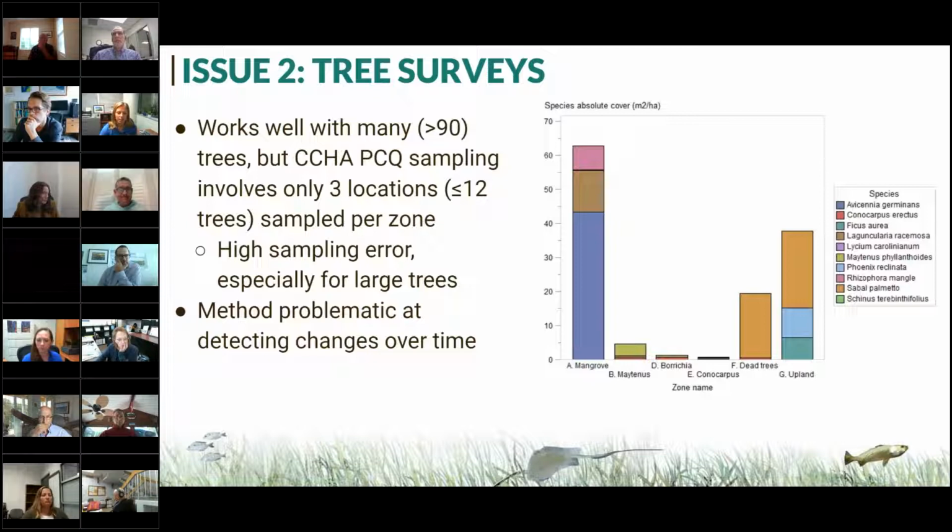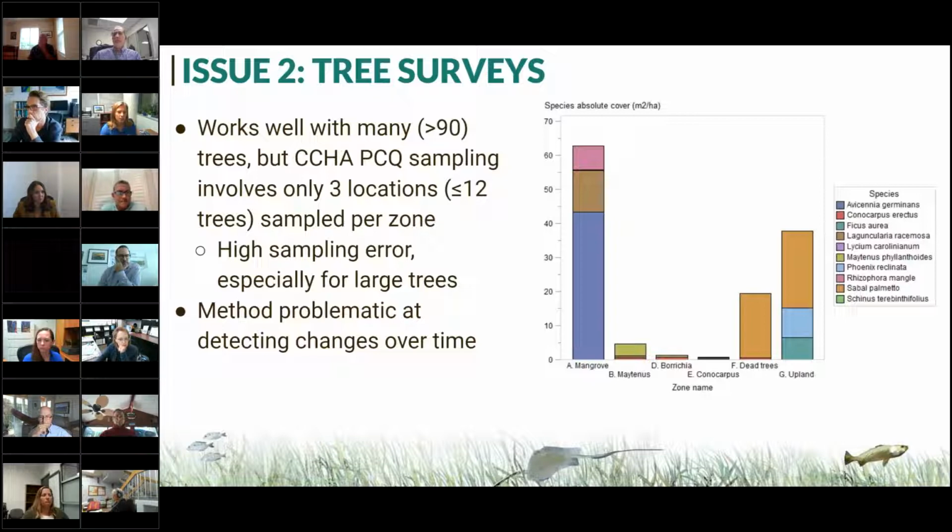And this is just an example from Fort DeSoto from the prior rounds. In the first zone A, that blue is showing cover by black mangrove trees. That was largely driven by one really large black mangrove that just happened to be close to the point. PCQs assume that it's a uniform distribution of that size tree across the entire zone, and it can really skew the measurements if you have a small sample size.